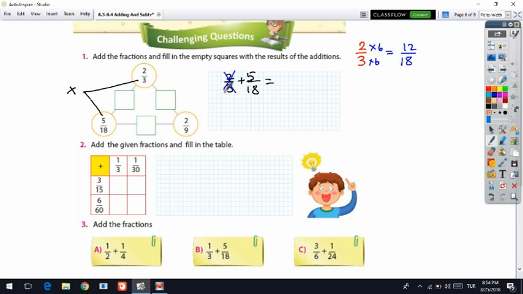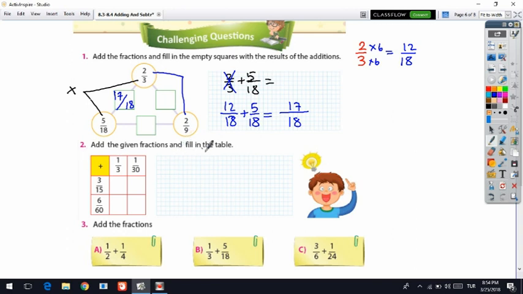Everybody, now we cancel this one. We write here 12 over 18 plus 5 over 18. Now it's ready to add. This denominator will be 18. Then you have to add numerator. 12 plus 5 is equal to 17. The answer is 17 over 18. It's the same, so all add. Okay, so another one also, you can find the answer, these empty squares, by add 2 over 3 and 2 over 9. Okay, what about this one?